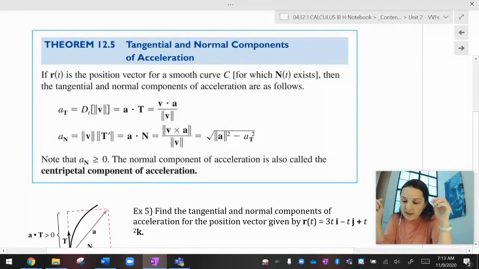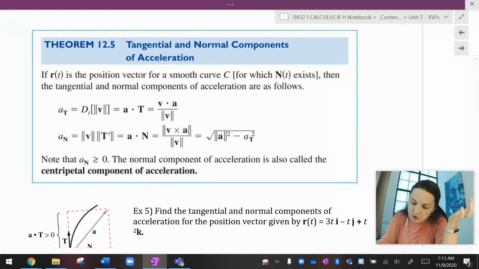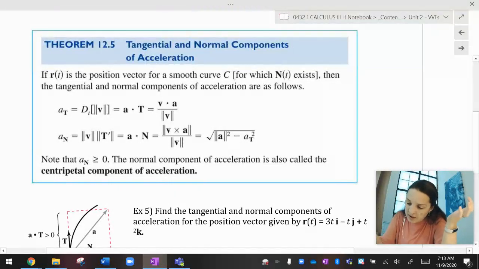All right, and then what is that? So the tangential and normal components of acceleration. If r is the position vector for a smooth curve C, for which the normal vector exists, then the tangential and normal components of acceleration are as follows.